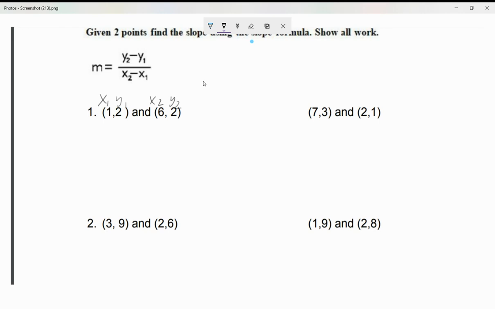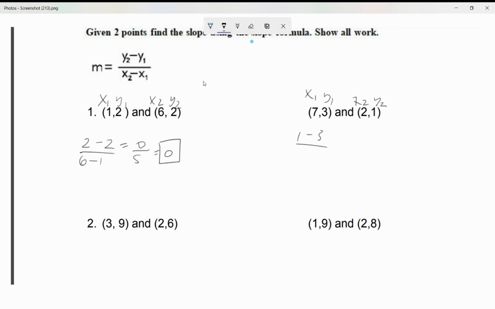So that would be 2 minus 2 over 6 minus 1. That'd be 0 over 5. And we all know that if you divide 0 by 5, the answer will be 0. So the slope of these points is 0. That was not articulate. Okay, x1, y1, x2, y2.